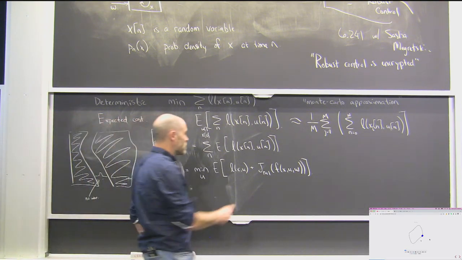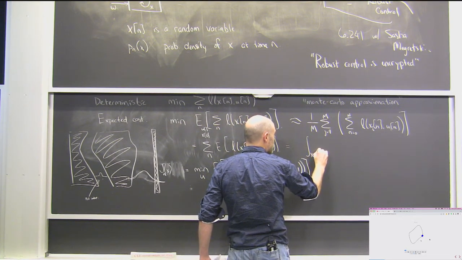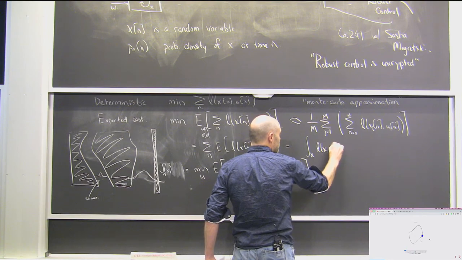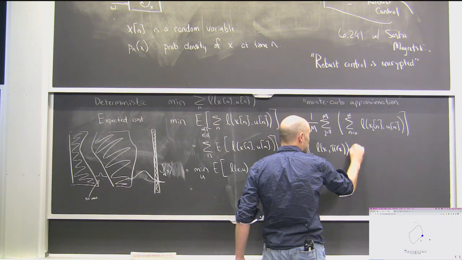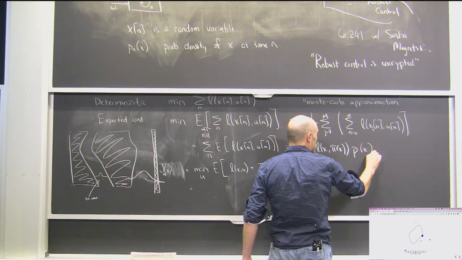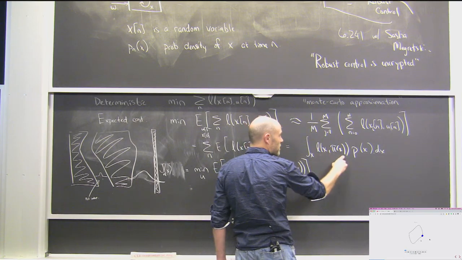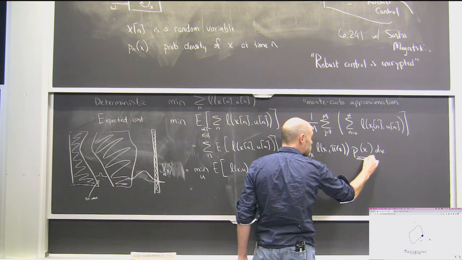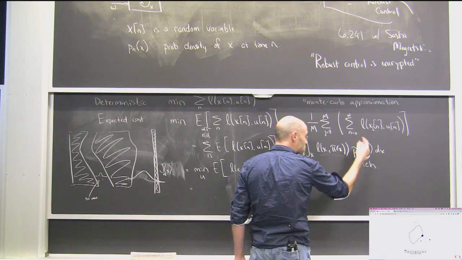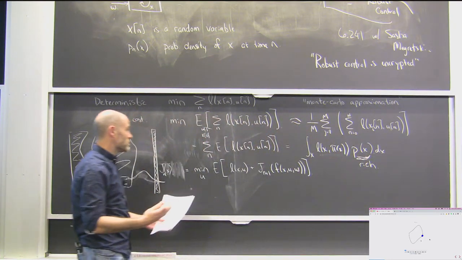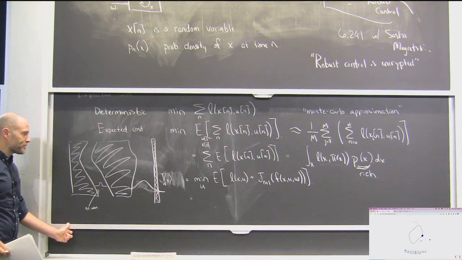The expected value of this is an integral over all x of L of x, let's say with a policy pi of x, times the probability over x. So the fact that I have this rich probability distribution means that even my simple loss functions can lead to interesting dynamics and interesting decision making.